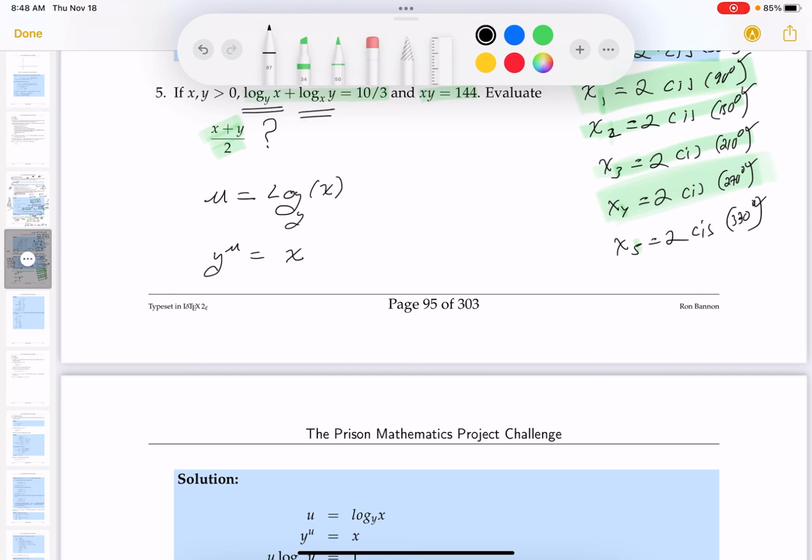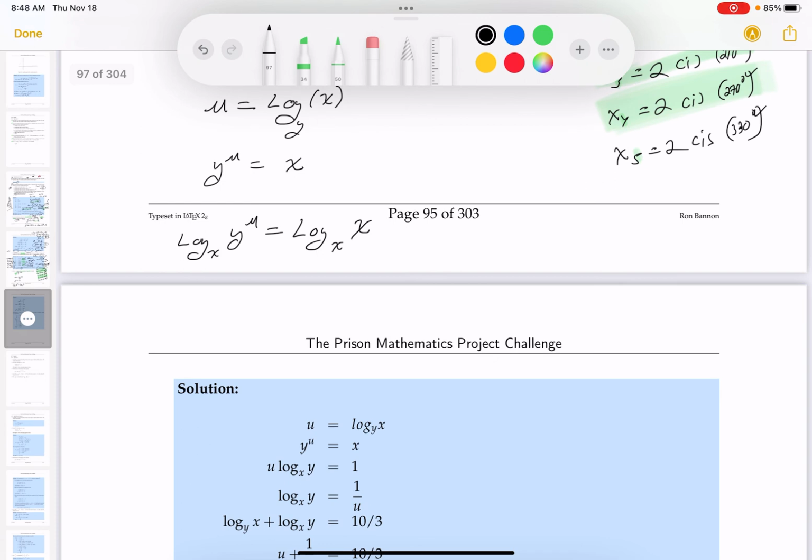Now I want to see if I can get log base x out of this thing. So I'm going to take the log base x of y to the u is equal to log base x of x. Well, this looks rather easy to me, and I'll tell you why. This guy over here is just 1, because x raised to the 1 would be x. I'll write that down for you. And this guy over here is just simply u times log base x of y.